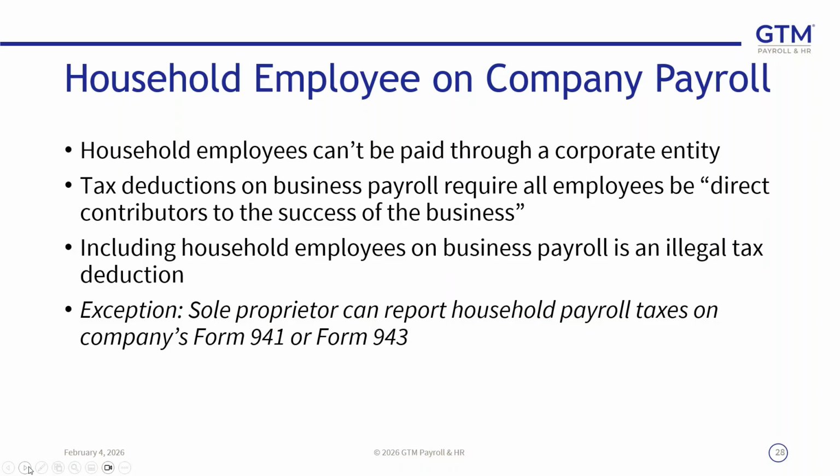A sole proprietor of a business or farm with household employees can report their household payroll taxes on their company's Form 941, or 943 for farmers, for ease of filing. That doesn't mean they can put their household worker on their business payroll. It just means that they can report the taxes on the 941 or 943. Even with this exception, for simplicity, it may be best to keep the household payroll taxes separate from your business-related taxes. File Schedule H for household and Form 941 for businesses, or Form 943 if that business is a farm.